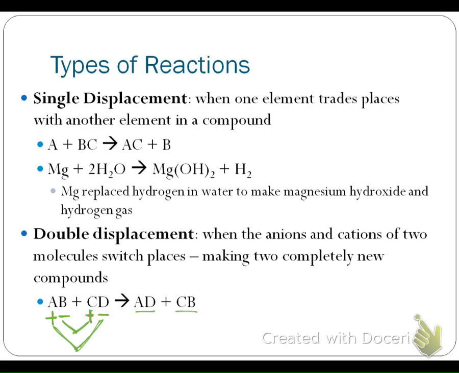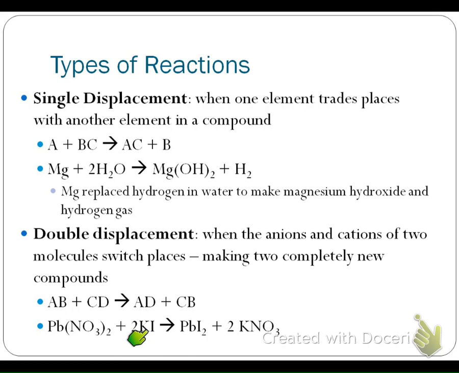Here's an example of a double displacement. Lead nitrate reacts with potassium iodide to form lead iodide and potassium nitrate. Both the cations and the anions switched places here. Lead was our cation, nitrate was our anion, potassium was our cation, iodide was our anion. If we do our arrows, lead should be combining with iodide, and potassium should be combining with nitrate. Is that what happened? We got lead iodide and potassium nitrate. It will work like that every time in double displacement reactions.